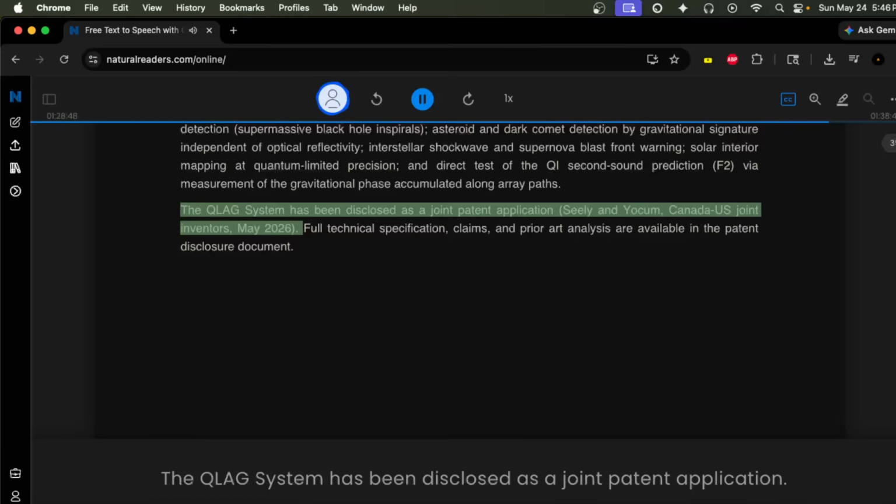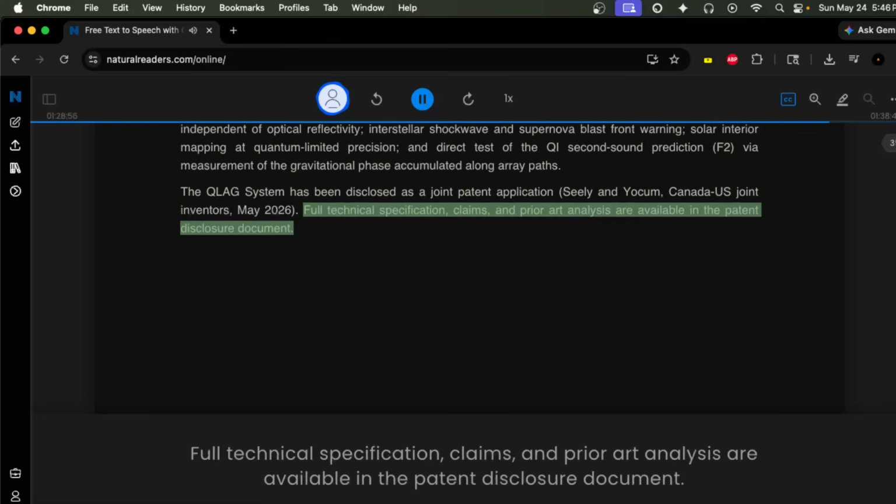The QLAG system has been disclosed as a joint patent application. Full technical specification, claims, and prior art analysis are available in the patent disclosure document.